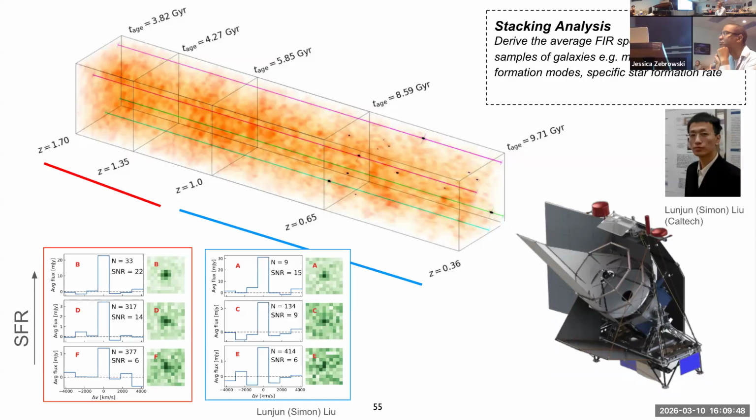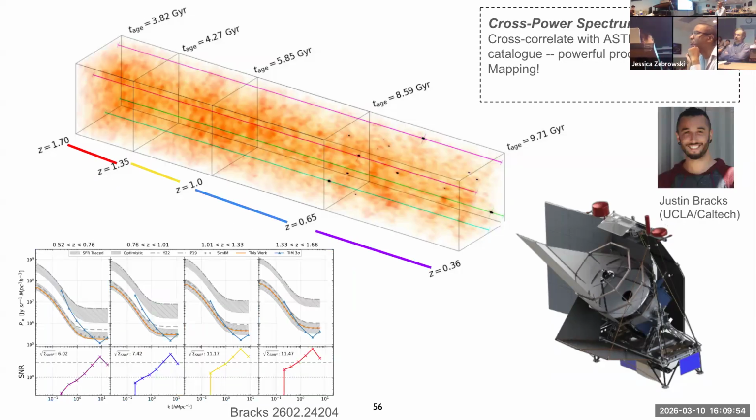But you might say to me, well, you know where the galaxies are. Can't you do something more clever than that? And the answer is yes, you can do a cross power spectrum. So in this forecast from Justin Brax, you can see that if you cross-correlate with the ASTRO3D catalog, you can start to get this constraint on the power spectrum. In each one of our 4 redshift bins, we should be getting a signal-to-noise ratio of greater than 10 in cross-correlation. And this paper was just on the arXiv last week, so I'd encourage you guys to go check it out if you're interested in this kind of science.